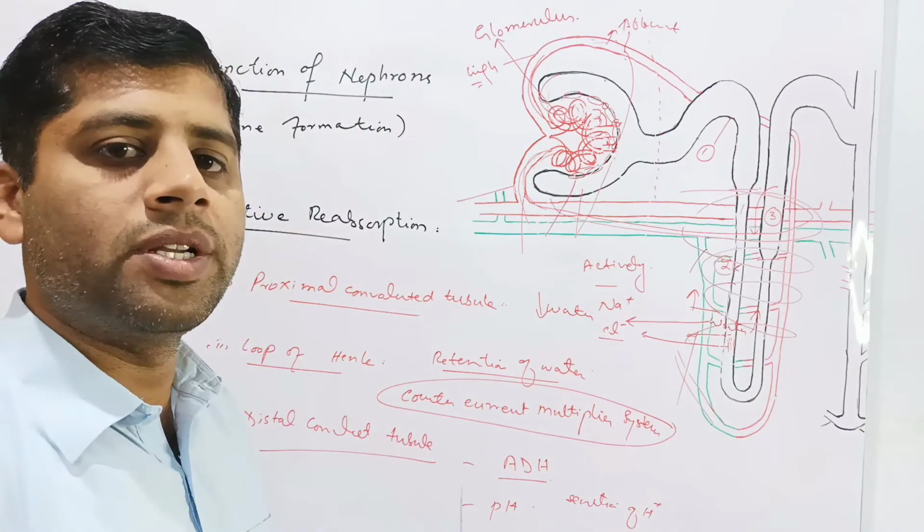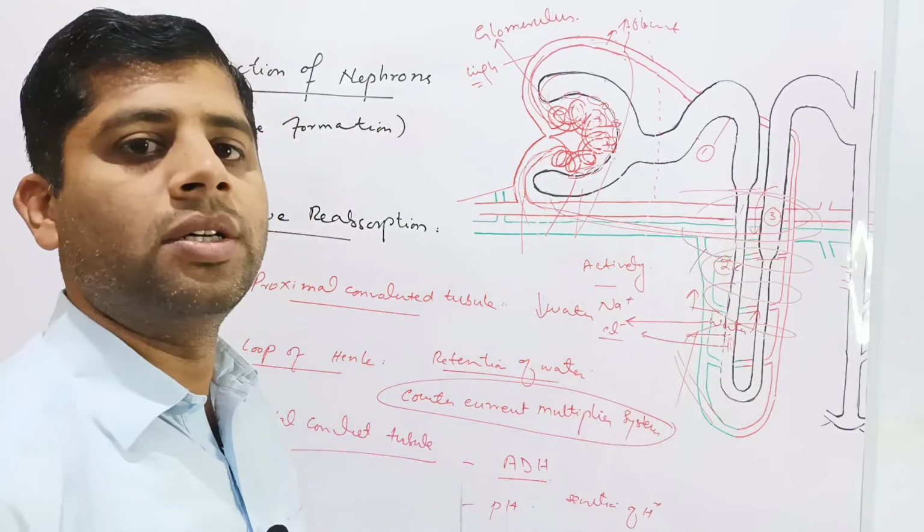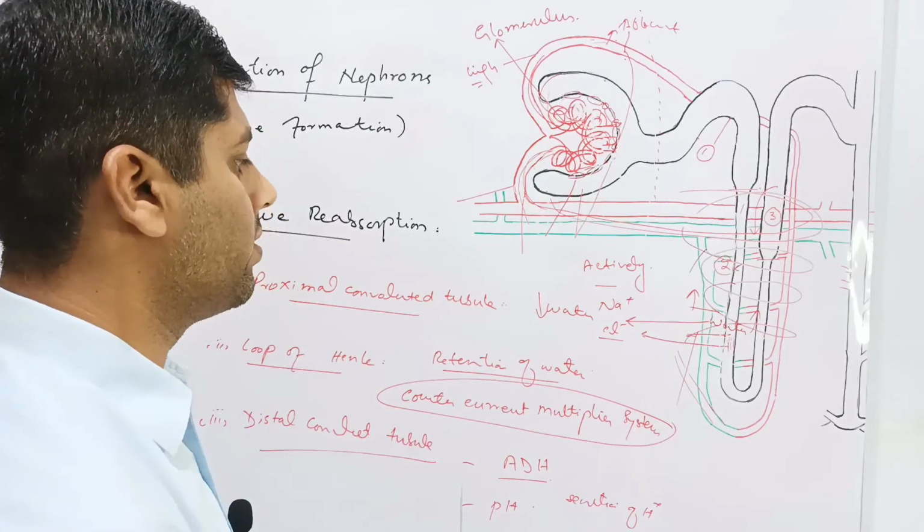When the acidity of the blood increases, the hydrogen ions are secreted into the distal convoluted tubule, resulting in increased pH of the blood towards the normal level. Normal pH of the blood is 7.4.